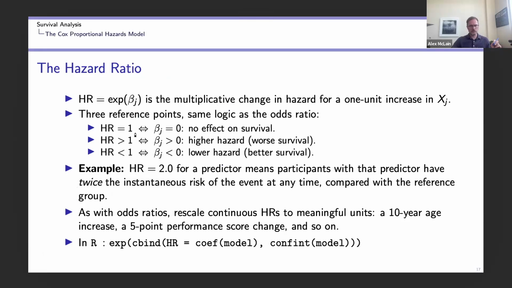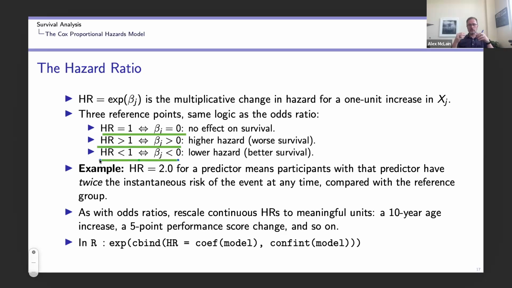If the hazard ratio was 1, that would happen if the beta coefficient was equal to 0. That means xj has no effect on survival. If beta j is greater than 0, that leads to the hazard ratio being greater than 1. That means increasing x is associated with a higher hazard, worse survival. So if we're talking about age here, if it's a positive beta coefficient, older folks have a higher rate of failure, lower survival. And then, of course, we have the opposite. Negative betas, hazard ratio is less than 1, lower hazard, better survival.